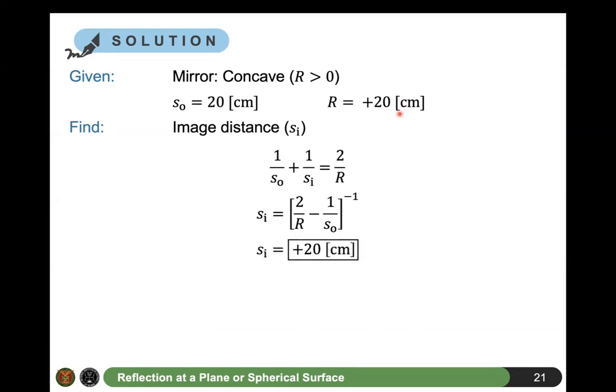Nahanap ay image distance. Okay? Since R yung given, we can use this equation. Okay? Kung focal length yung given, 1 over F lang yung magiging right-hand side. Okay?